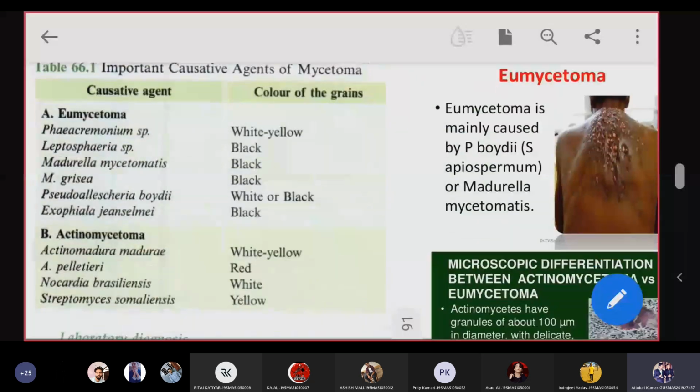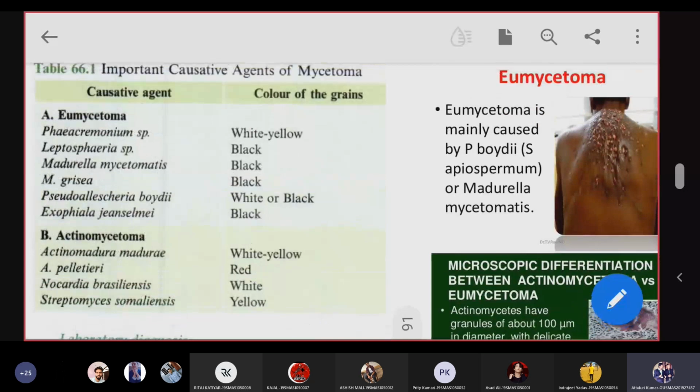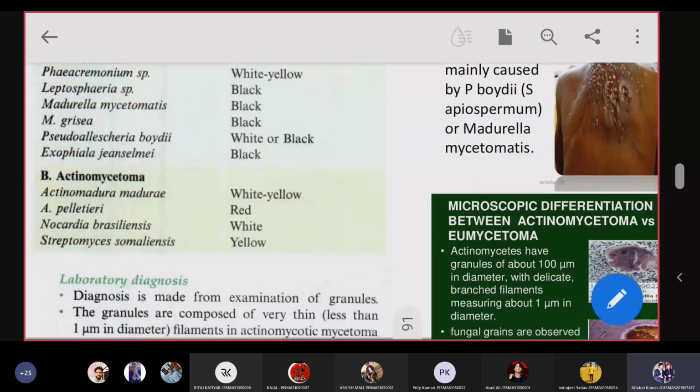Okay, so we have Eumycetoma and Actinomycetoma. Eumycetoma is caused by Madurella mycetomatis, which shows black color grains, whereas Actinomycetoma is caused by Actinomadura madurae, A. pelletieri, Nocardia brasiliensis, and Streptomyces somaliensis. Actinomadura madurae will show yellow color granules, A. pelletieri will show red color granules, Nocardia will show white color granules, whereas Streptomyces somaliensis will show yellow color granules. Okay, so this is how you can identify the species of the fungi.